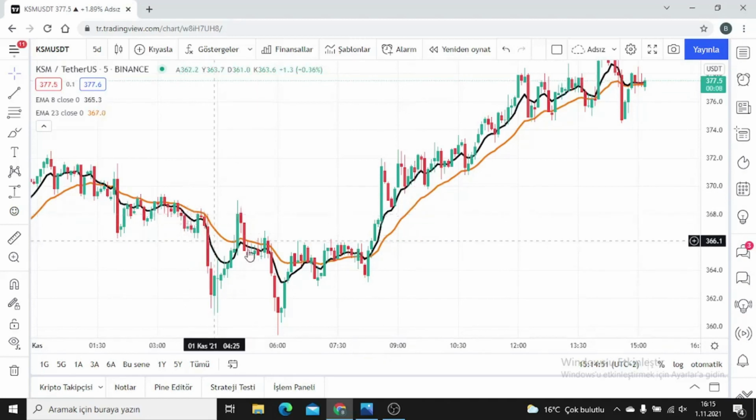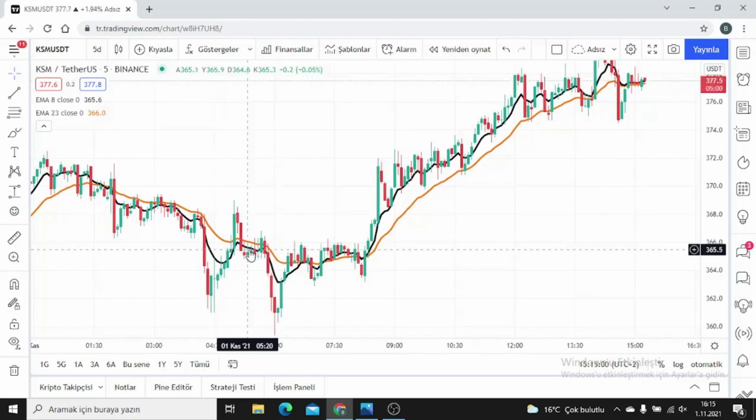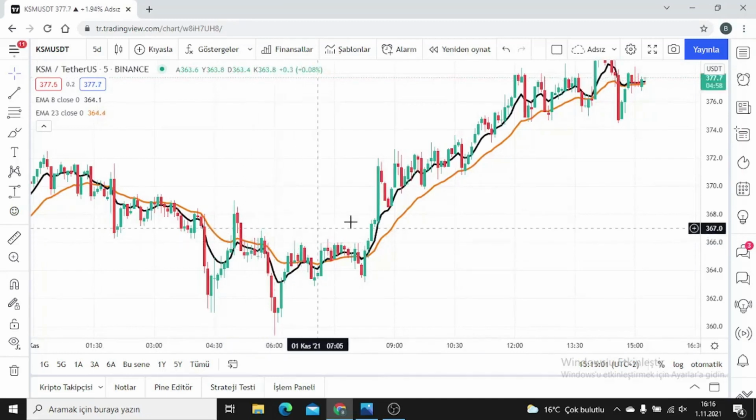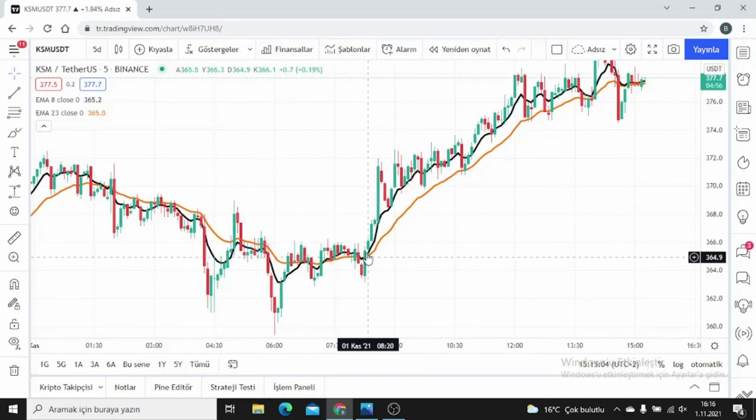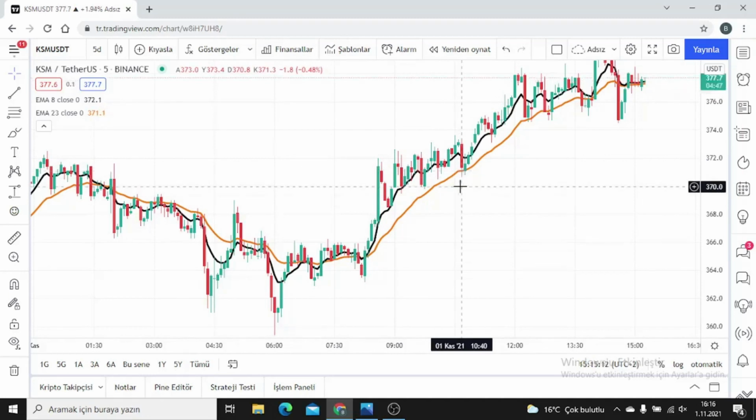Another thing, friends. For example, you enter the trade here and price moves above the 8-day moving average. And here the candle touches the 23-day moving average. It doesn't close below, but let's assume it closes below. You stop here because the candle touches and closes below. To enter the purchase again, friends, you can re-enter the process with the help of the indicator that I will show you shortly.